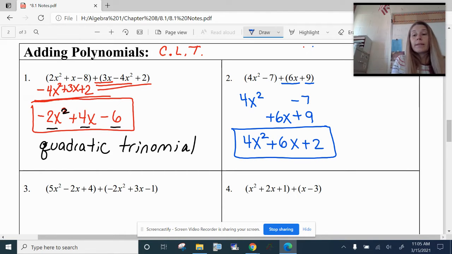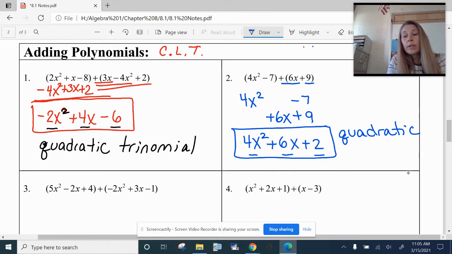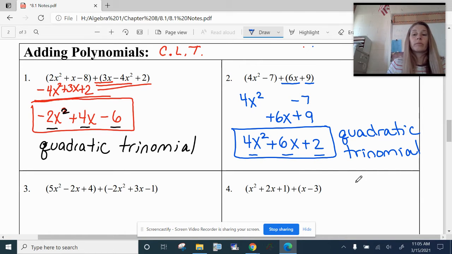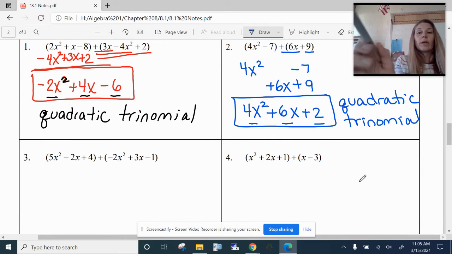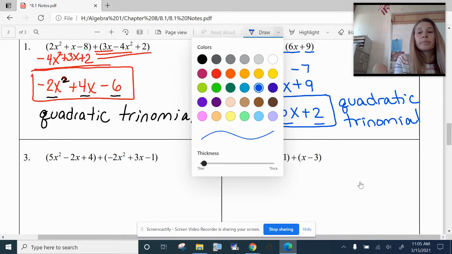Again, I'm going to classify this. My highest degree here is that second degree, which makes it quadratic. And then there's 1, 2, 3 terms, which again is a trinomial. All right, so then let's move on to the next one.